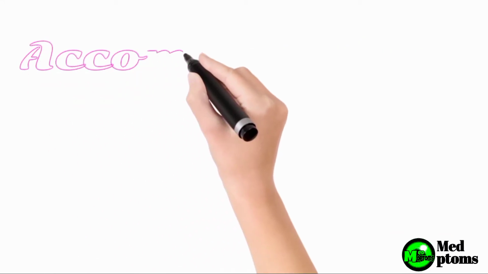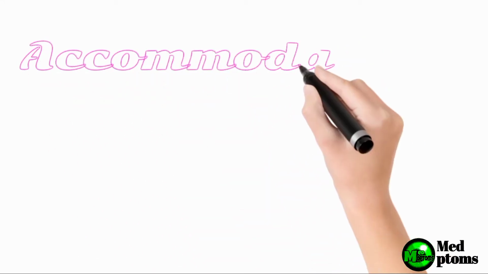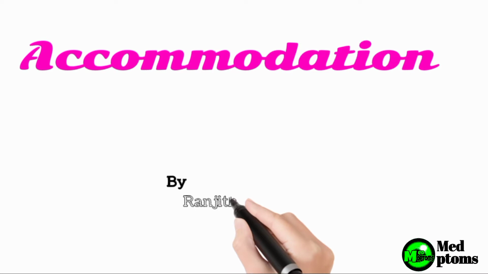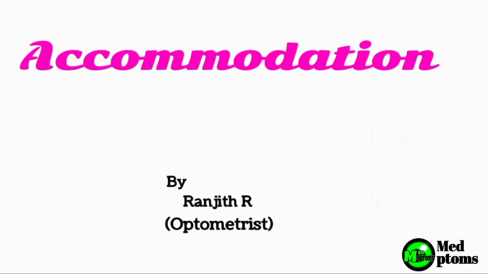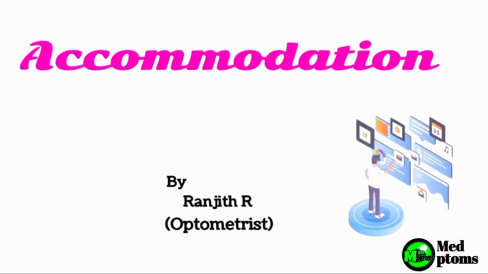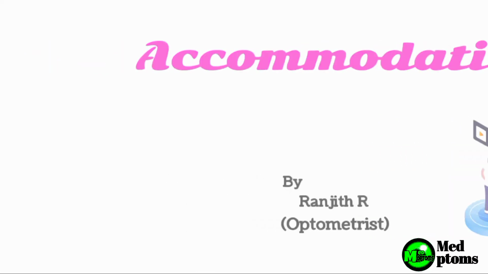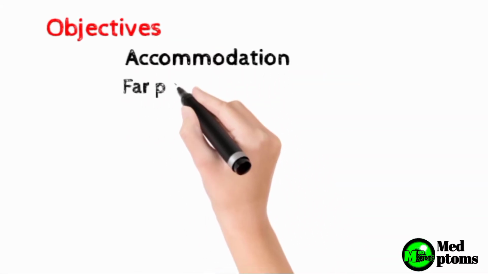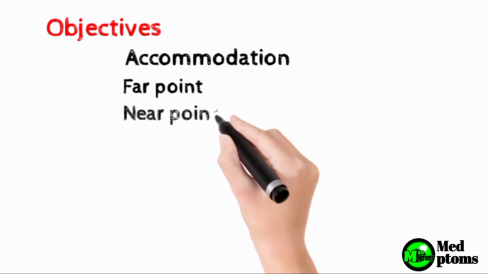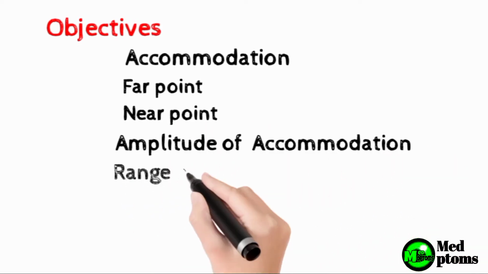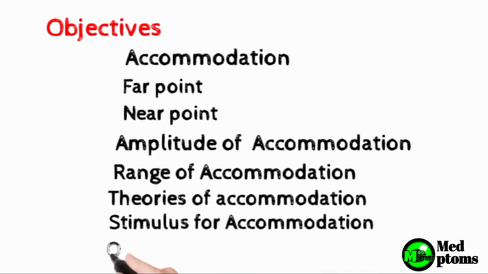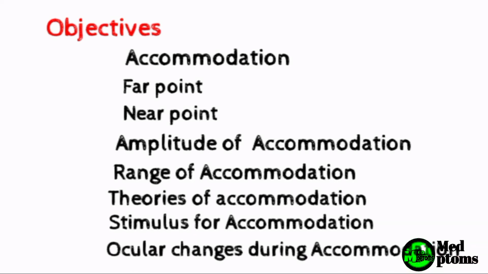Hi everyone. In today's class we are going to see about the accommodation of the eye in a clear section. In this section we see about the accommodation of the eye, what is far point, what is near point, amplitude of accommodation, what is range of accommodation, theories of accommodation, stimulus for accommodation, and ocular changes in the accommodation.